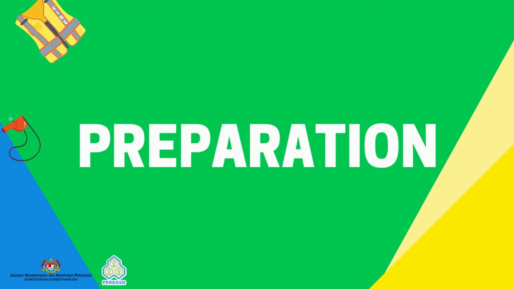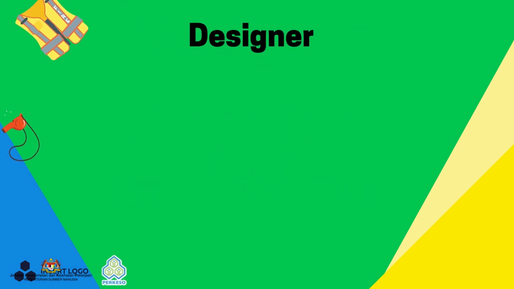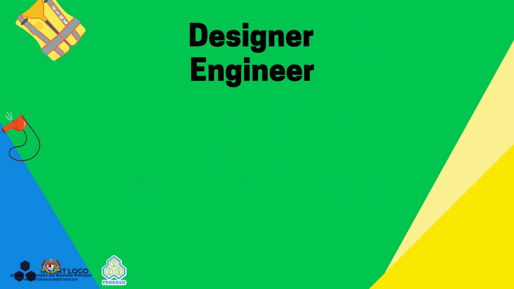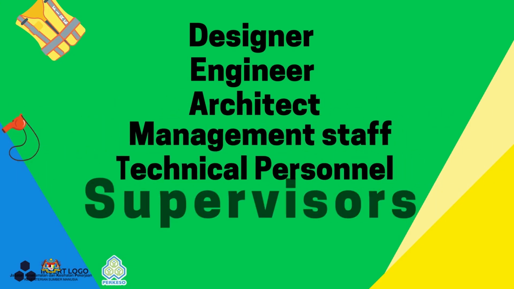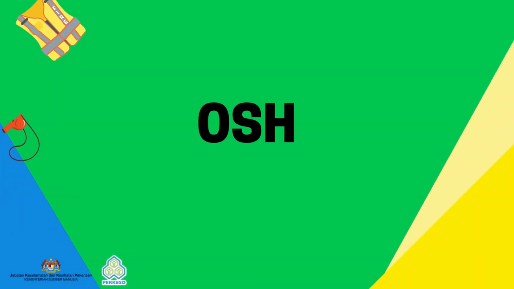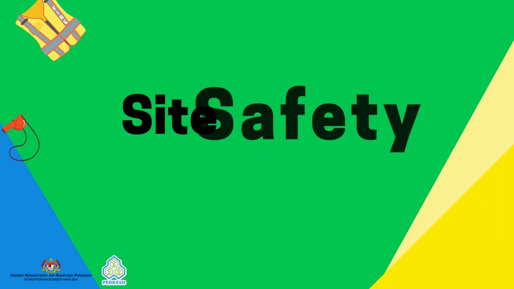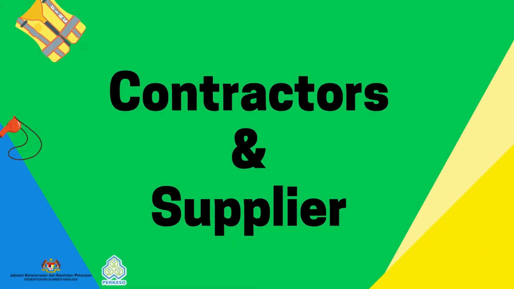First process phase is the preparation. The preparation phase includes formation of the risk management team. Members of the organization that are included are designers, engineers, architects, management staff, technical personnel, supervisors and maintenance staff. Second point is any other OSH personnel, for example, safety and health officer, site safety supervisor, OSH coordinator, and safety manager, where suitable. Also including contractors and suppliers.